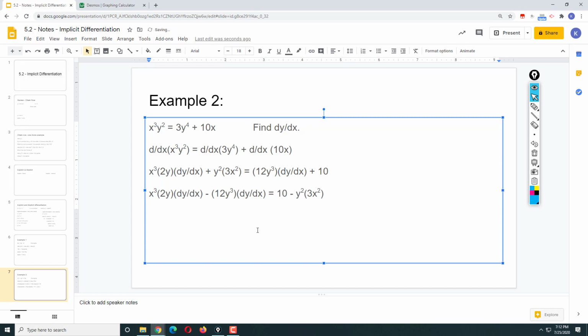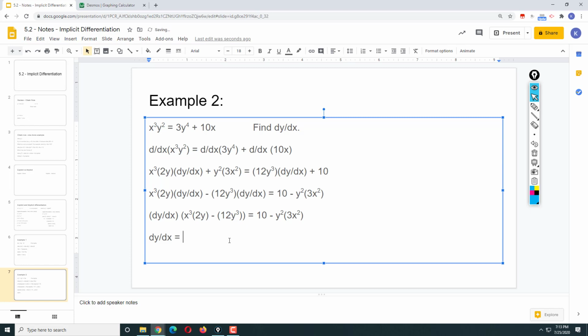Okay. Now we can factor out dy over dx on the left. So we have dy over dx times x cubed times 2y minus 12y cubed. And that's equal to the term that we have on the right, 10 minus y squared times 3x squared. Finally, to find dy over dx by itself, I divide both sides by the term right next to dy over dx, which is x cubed times 2y minus 12y cubed. So divide both sides by this term.